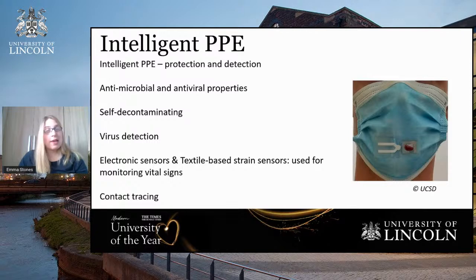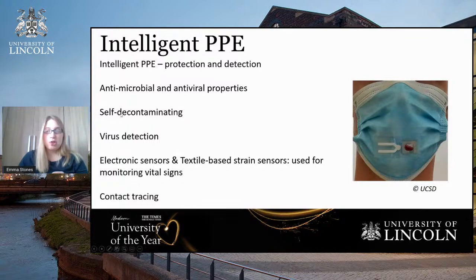Further potential applications, so not just for PPE, but also monitoring and treatment of patients or people infected with coronavirus. Could be looking at using electronic sensors or textile-based strain sensors. So these can be used to monitor vital signs. So it could be used to look at things like blood pressure, temperature, people's breathing rate, oxygen saturation levels, and heart rate. So these types of sensors could be embedded into clothes, making them wearable. And obviously, this could continually log that type of information.